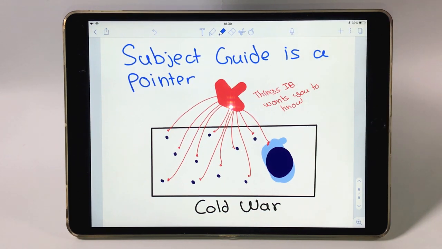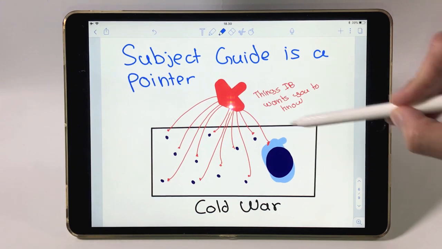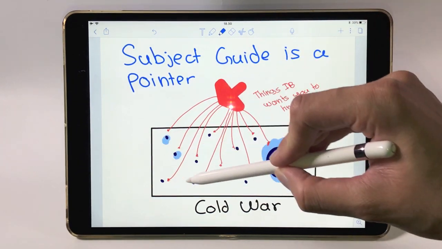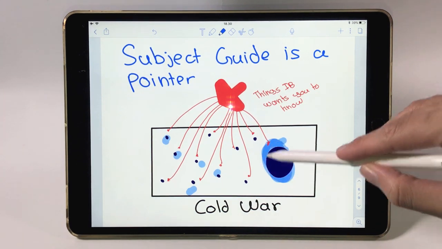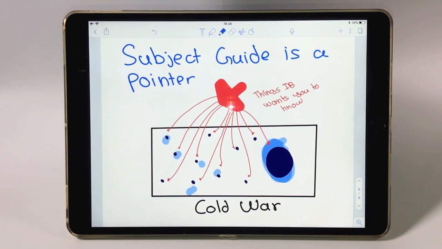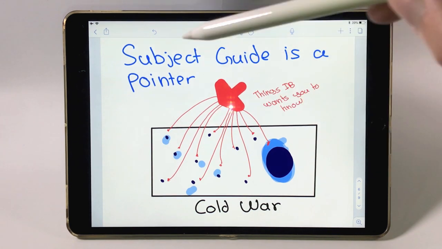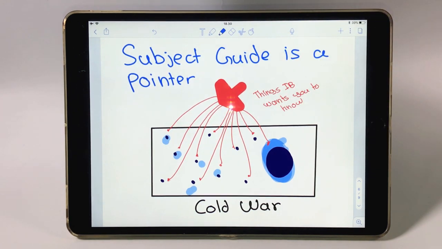But the subject guide will also act as a pointer and tell you, all right, in addition to this, you also need to learn this aspect, this aspect, this aspect, this aspect. So it points you to what you need to know. So without this, if you just relied on your teacher and your teacher didn't know this, you'd only be learning this. But because you know the subject guide, you know, all right, in addition to this, I need to learn this, this, this, and these things might come on our exam.